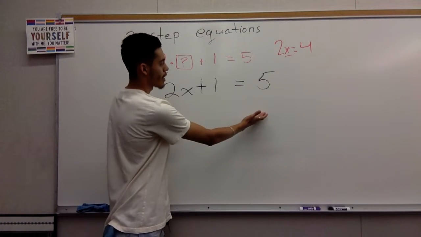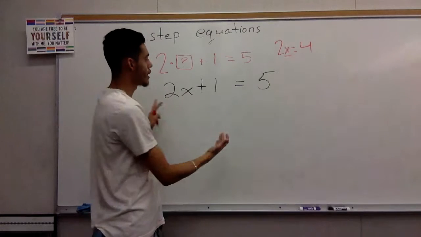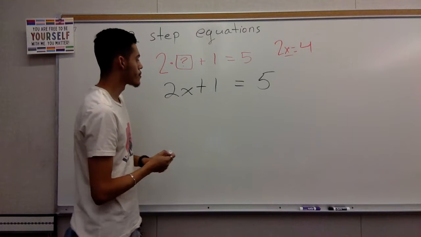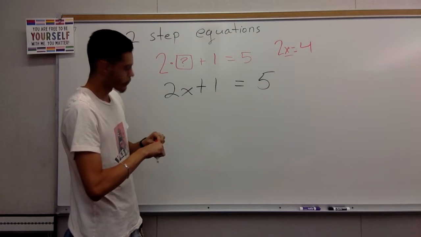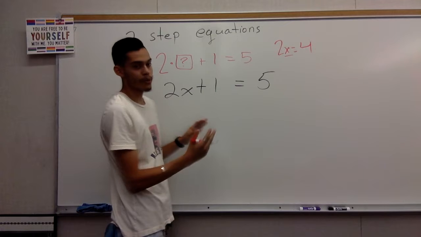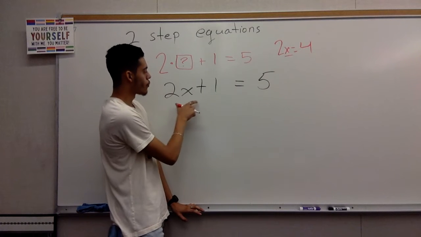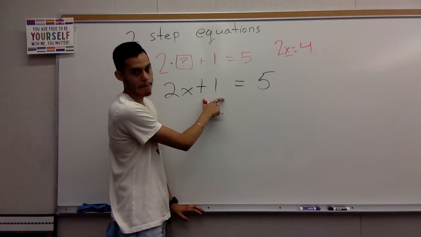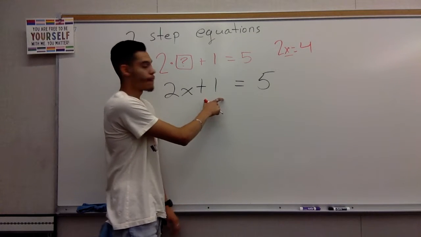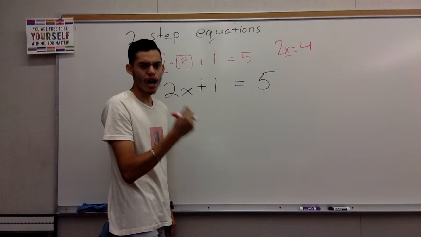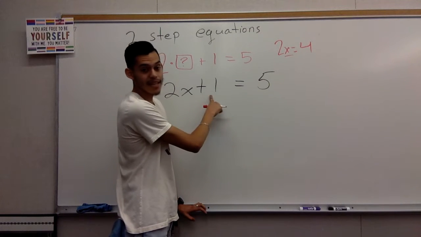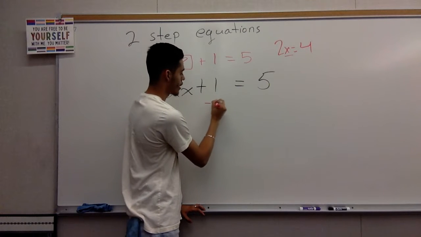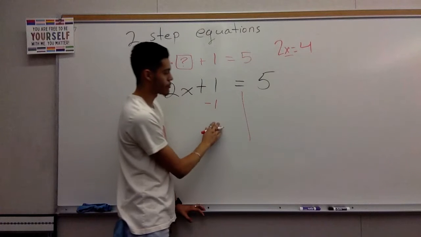For this problem, what you're trying to do is balance it out, because you want both sides to equal 5. For these problems, we're basically going to be doing the opposite. So we're going to leave this 2x till after. We have this plus 1 right here, and we're going to focus on it. Because it's plus 1, we're going to do the opposite to it. It is addition, so we do the opposite, which is subtraction. So we're going to subtract 1 from this side.